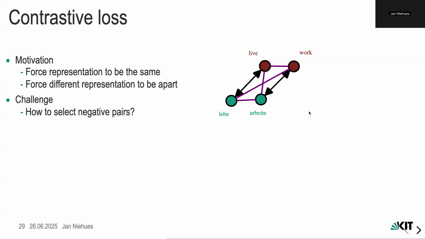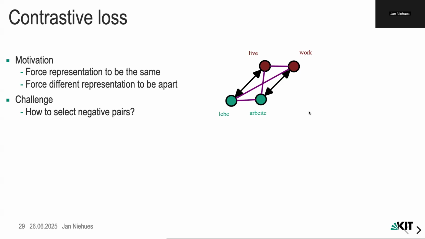Any ideas? Yes? Sampling is one good way. Yes? We could ignore the negative pairs that are within one language, so just use the pairs that contrast two different languages. Yes, that's also a good idea.